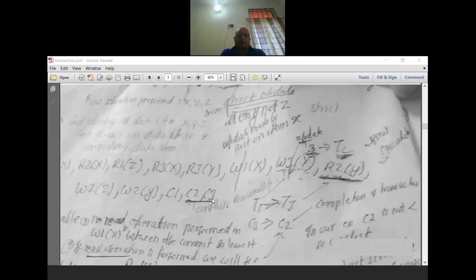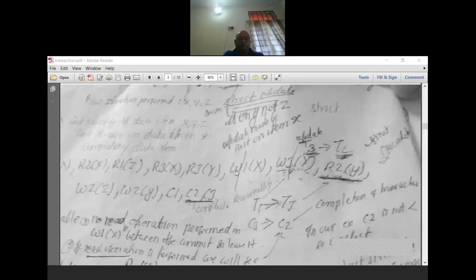Now I am saying that for the first update, we have to check how many data items there are. X is there, Z is there, and Y is there. Three data items are there. So first of all, I will check on data items X, Y, Z. Now I want to check the first data item X. I will see whether a write operation is done on data item X. These are read operations, and this one is a write operation.